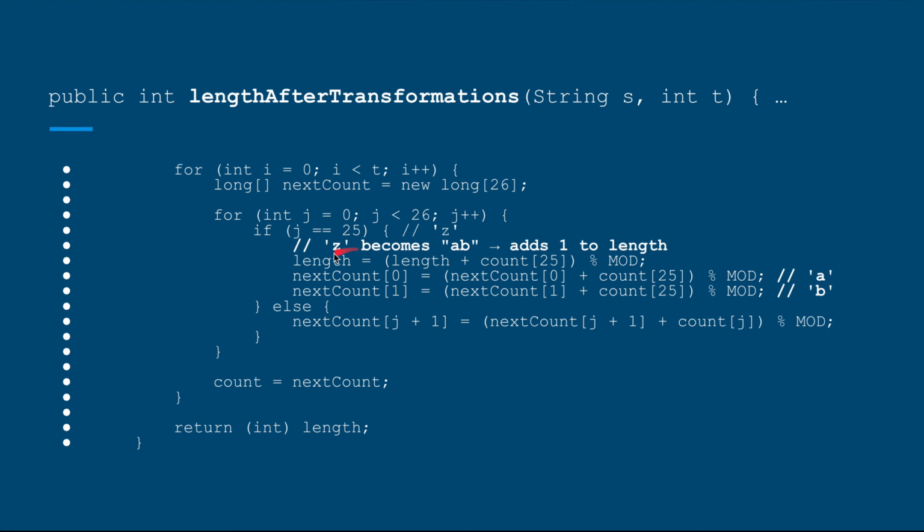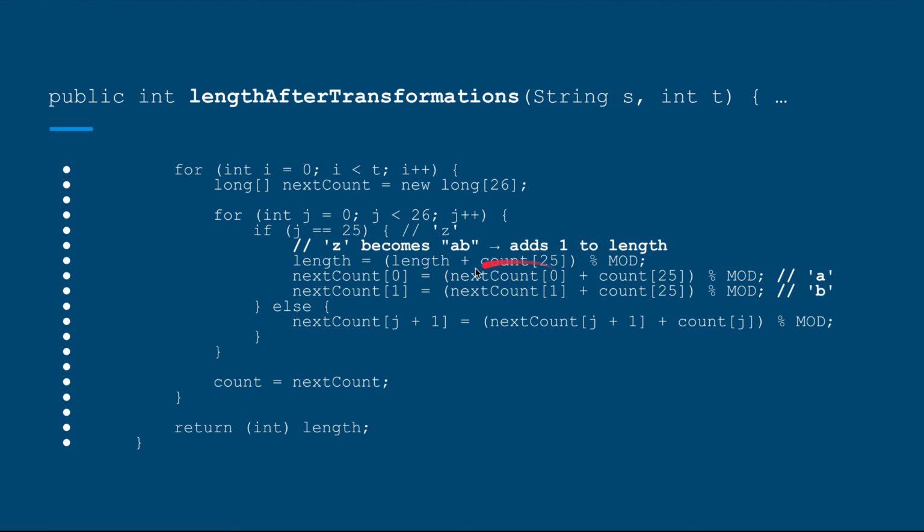If G is coming, meaning G is the character, we have to add one more length. So at the next count at 0, 0 is what? A, right? And next count at 1 is what? B. So we'll take next count at 0. What is the frequency at 0?